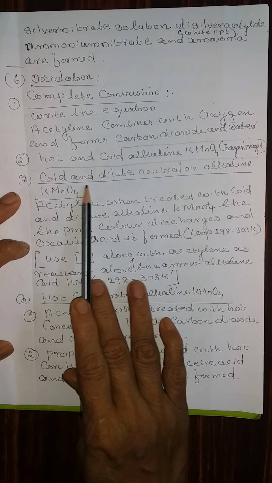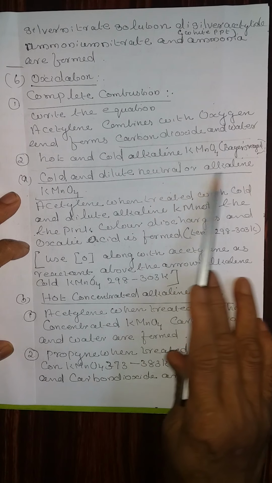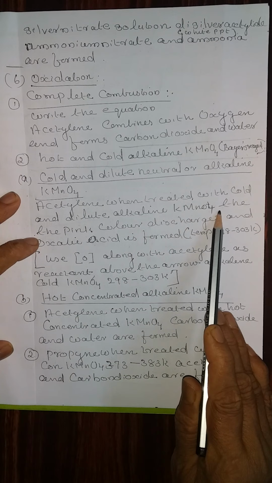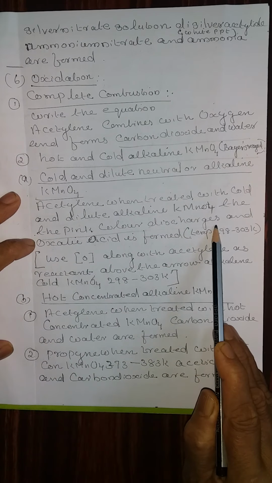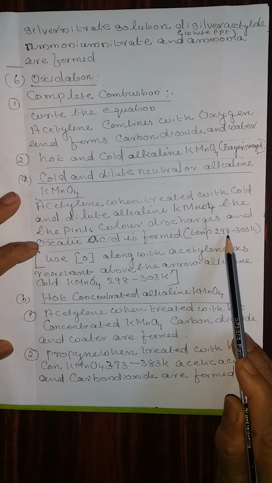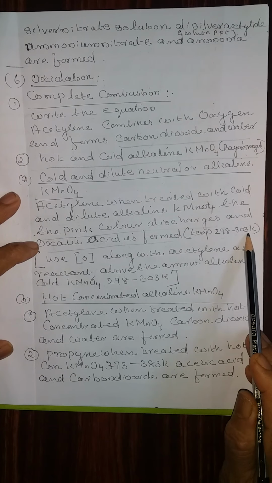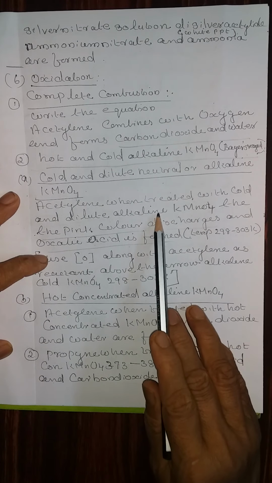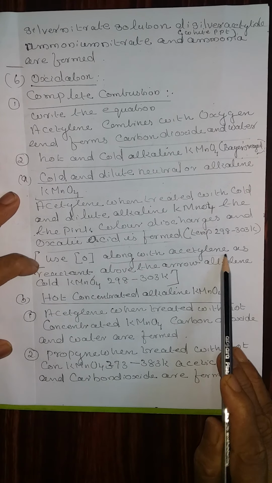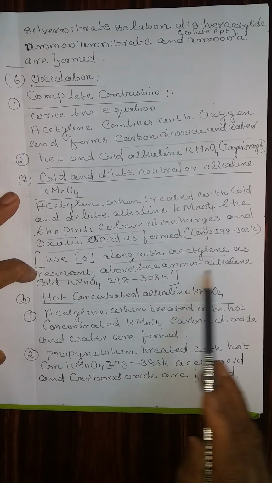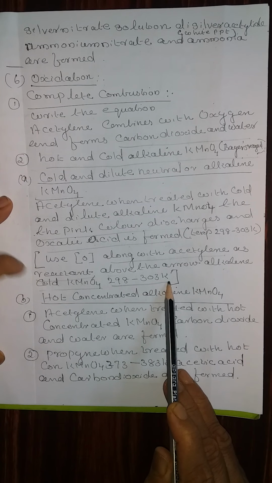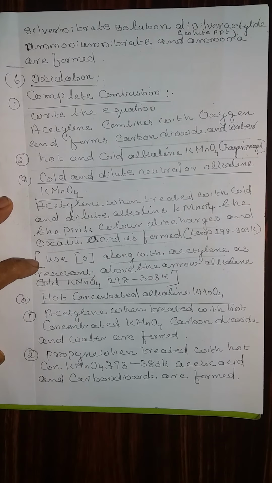1. Let us take cold and dilute or alkaline KMnO4. Acetylene when treated with cold and dilute alkaline KMnO4, the pink color discharges and oxalic acid is formed. The temperature is 298 to 303 Kelvin. Therefore, when you write this type of equation, please use nascent oxygen along with acetylene as a reactant, and above the arrow write cold alkaline KMnO4 and the temperature. Then write the product oxalic acid.